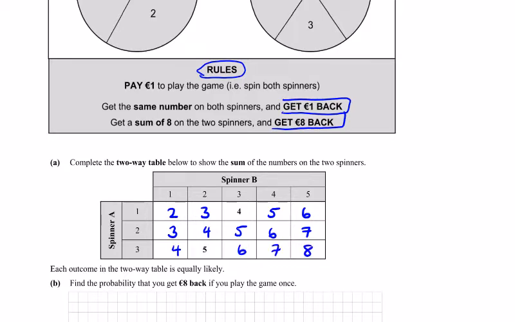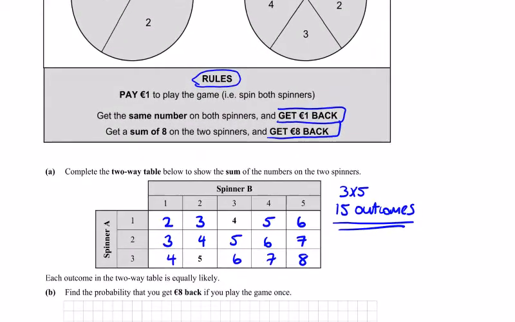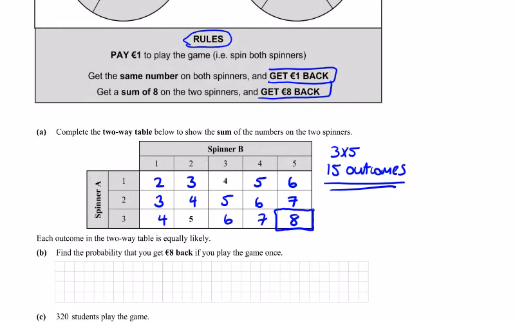So each outcome in the two-way table is equally likely. So find the probability you'll get €8 back if you play the game once. So how many outcomes have we got here? We have 15 outcomes, 3 by 5. My sample space has 15 outcomes. And find the probability that you get €8 back. Well, if we get a sum of 8, we get €8 back. So there's only one outcome there, isn't there, for €8? Sum of 8 has to be 5 and 3. There's no other option. So the chances of getting €8 back are 1 out of 15.